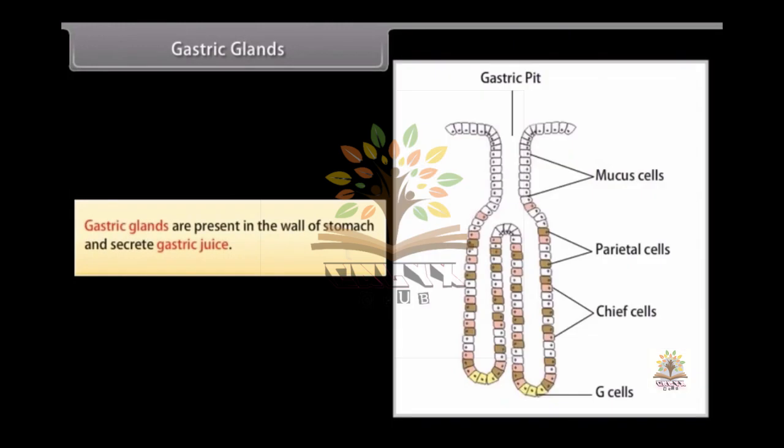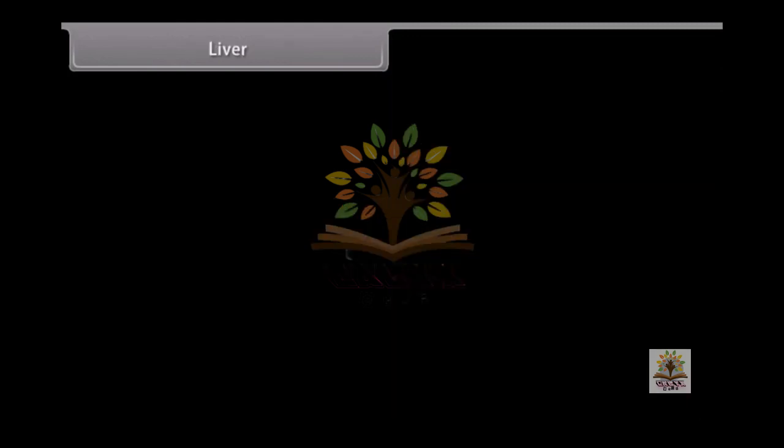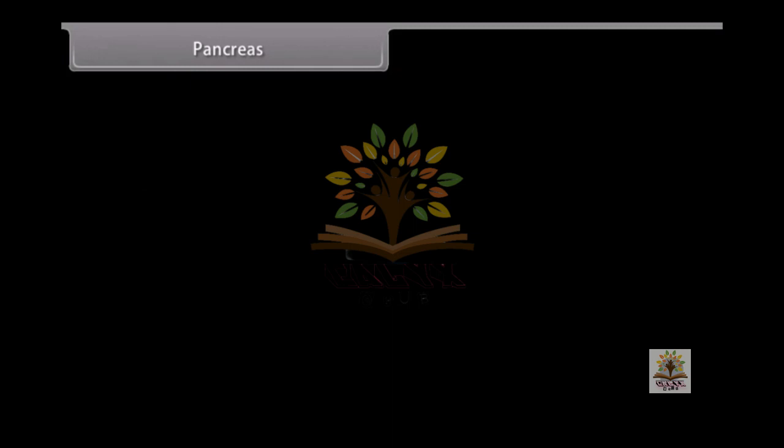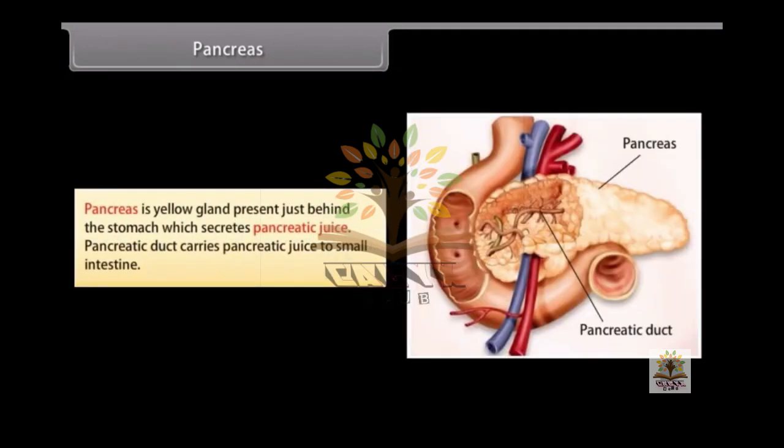Gastric glands. Gastric glands are present in the wall of stomach and secrete gastric juices. Liver. Liver is lobulated and reddish-brown colored largest gland of body present in the right side of upper part of abdomen which secretes bile juice. Pancreas. Pancreas is yellow gland present just behind the stomach which secretes pancreatic juice. Pancreatic duct carries pancreatic juice to small intestine.